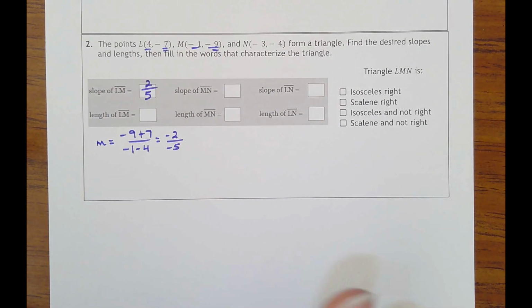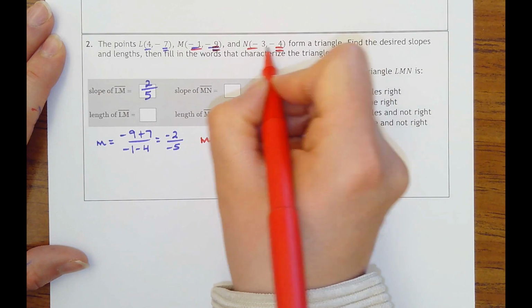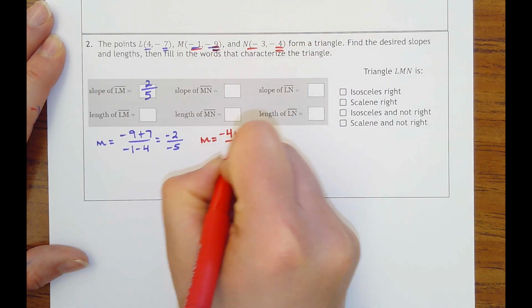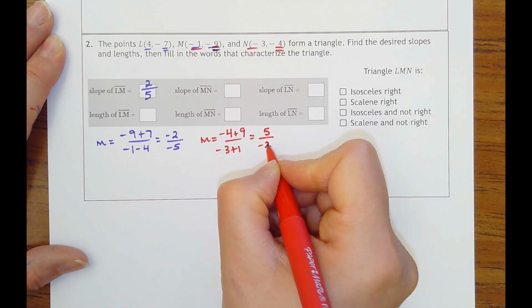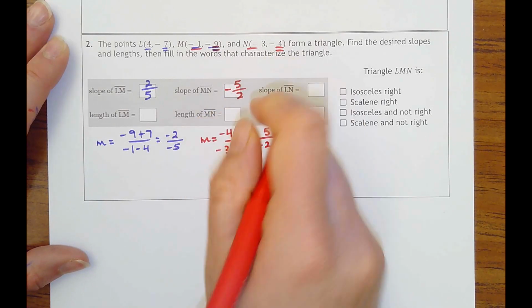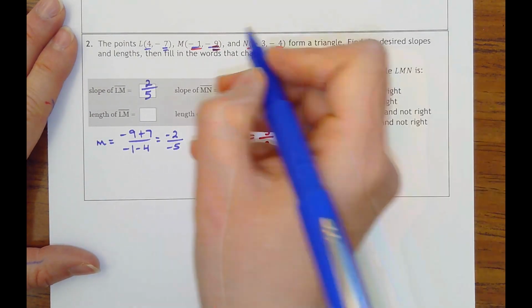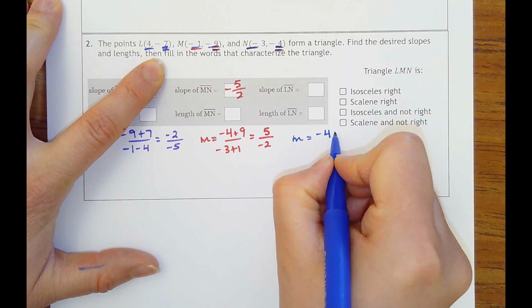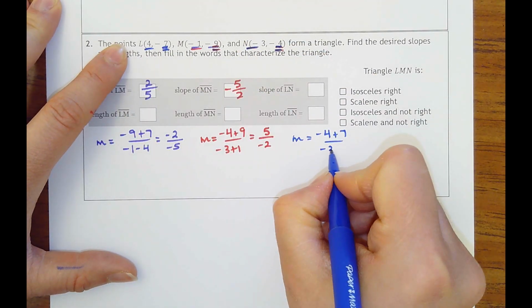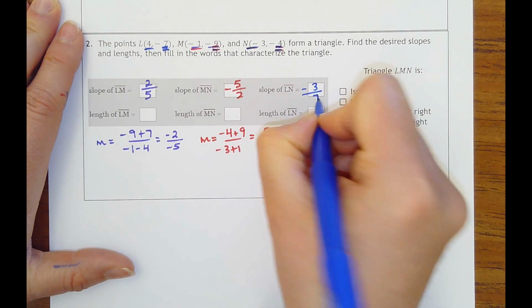Okay, slope of MN would be -4 plus 9 over -3 plus 1, which is 5 over negative 2, so that's negative 5 halves. That right there shows me those are negative reciprocals, so I know I should have a right triangle. And then the last one is L and N. So I'll have negative 4 plus 7 over negative 3 minus 4. That would be 3 over negative 7, or negative 3/7.